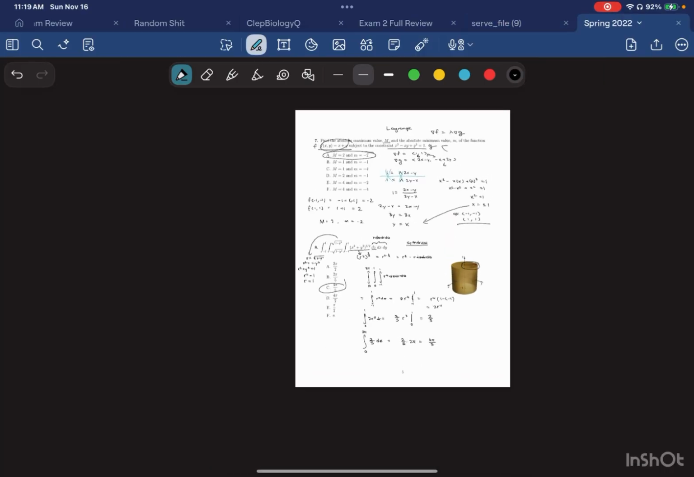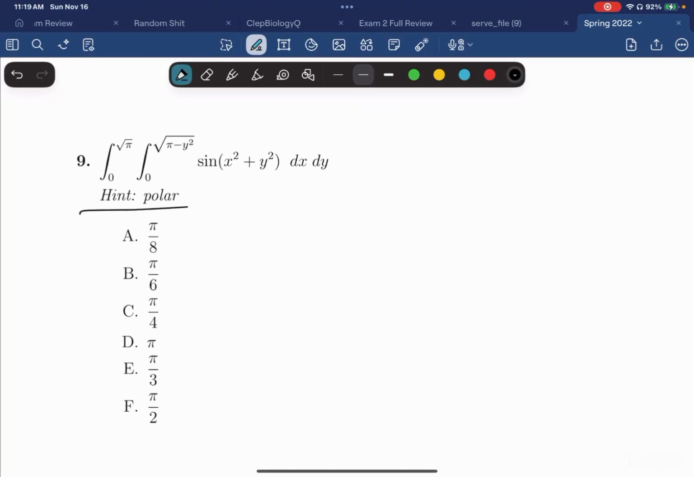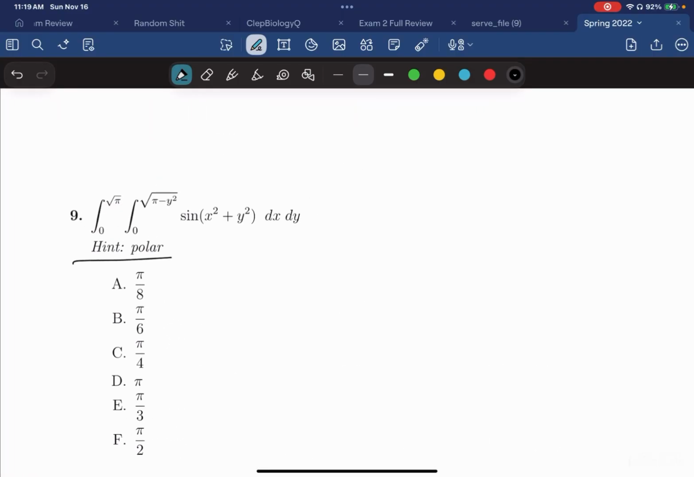Okay. Number 9. Hint, polar. So we got this double integral right here, and they want us to use polar. So we're going to use polar. So x squared plus y squared, we already know, is equal to r squared. dx dy becomes r dr d theta. So times r dr d theta.